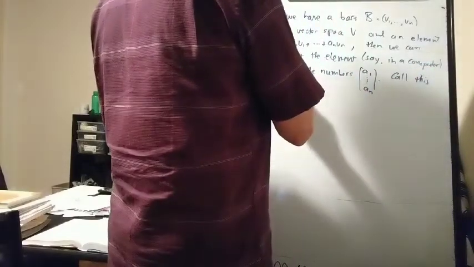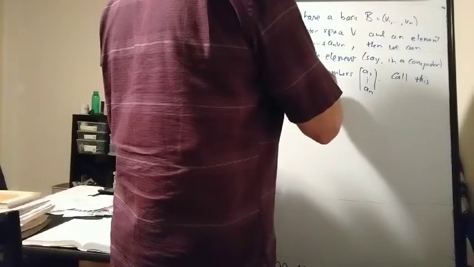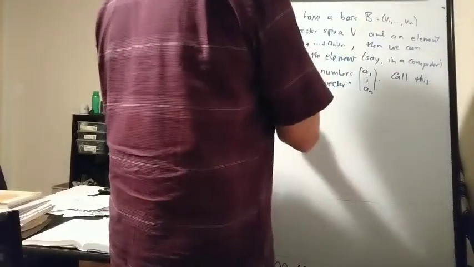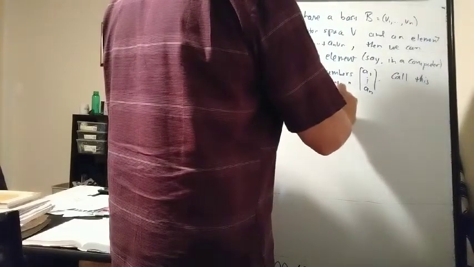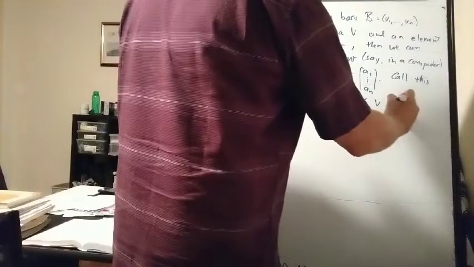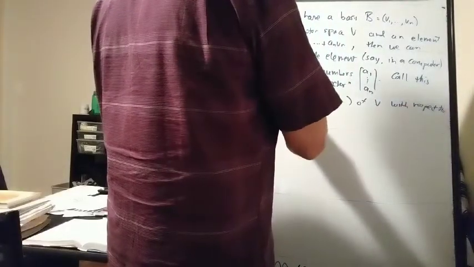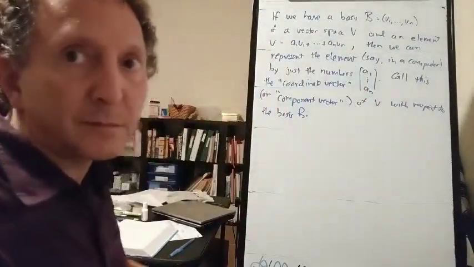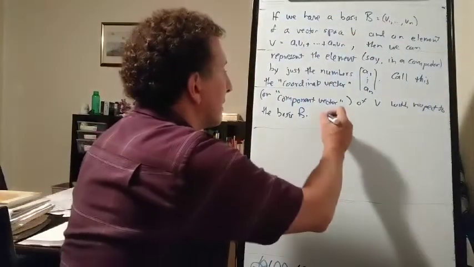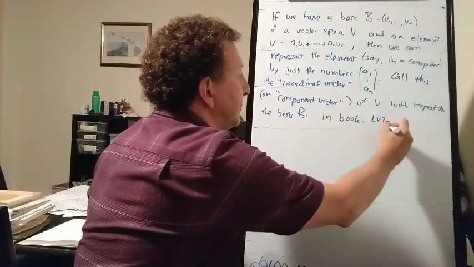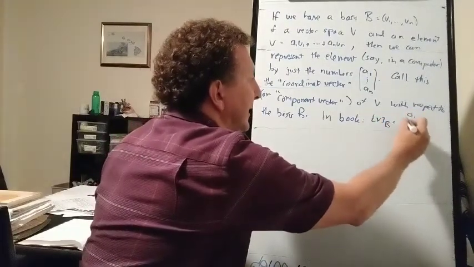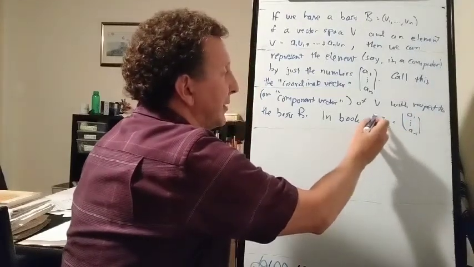We call this the coordinate vector, or component vector in the book, of v with respect to the basis B. In the book, this is written v with square brackets around it, sub B, equals a1 through an. This notation means the coordinate vector of v with respect to the basis B.